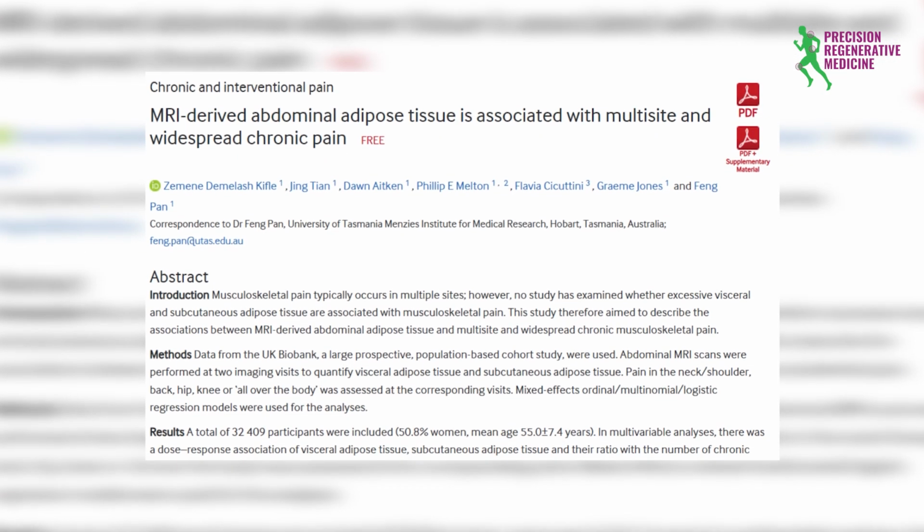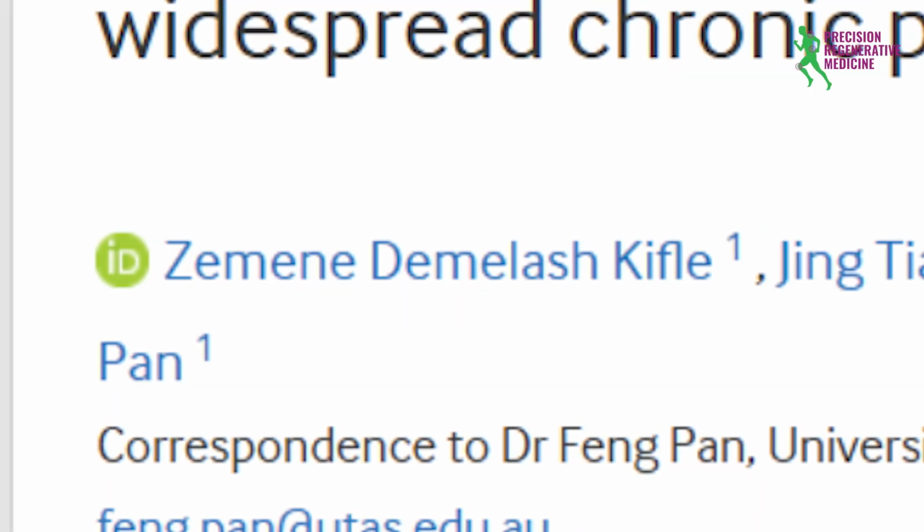So we're talking today about a study out of the Regional Anesthesia and Pain Medicine Journal. It's titled MRI-derived abdominal adipose tissue is associated with multi-site and widespread chronic pain. It's original research, the author is Z.D. Keifel et al., and this was released in September of 2024.